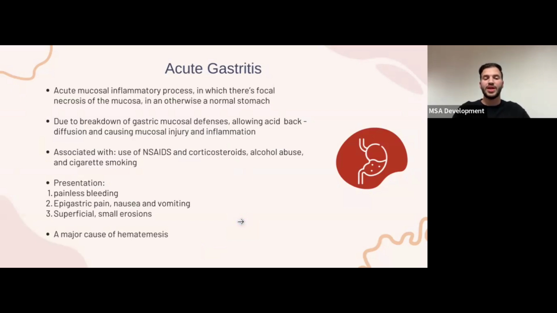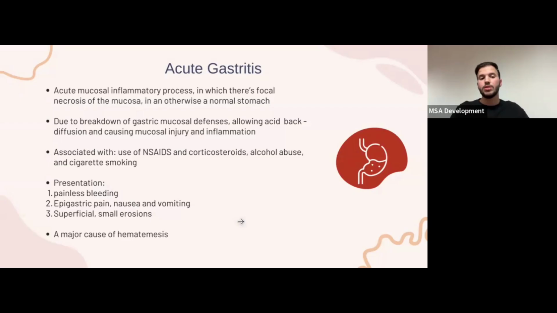Due to the breakdown of the gastric mucosal defenses. We usually have protective factors and damaging factors. We have an imbalance between them, causing this damage or this acute inflammation. It can be associated with the use of NSAIDs, corticosteroids, alcohol abuse, and cigarette smoking.